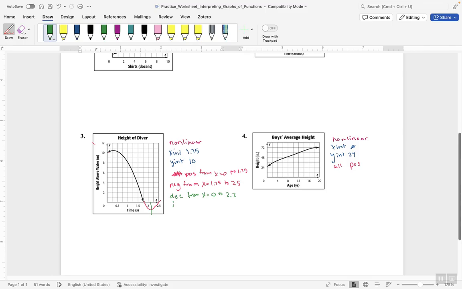Okay, and then it's increasing from x equals 2.2 to, you can say 2.5, or you can just say to infinity if you want. I'll just say 2.5 because that's what we see. And then this one here is increasing on the whole graph. So from 0 to 20, you can write that in, or you can just say all increasing.